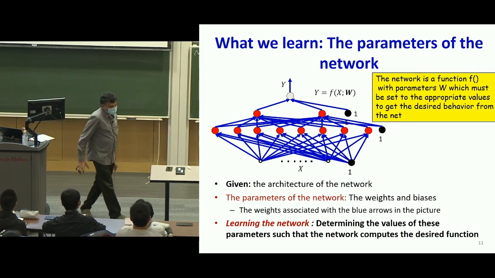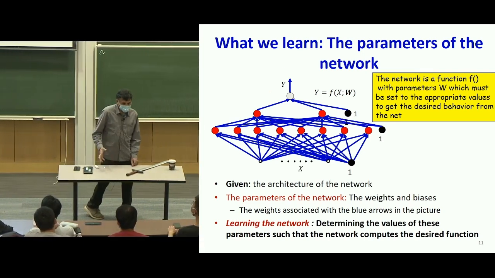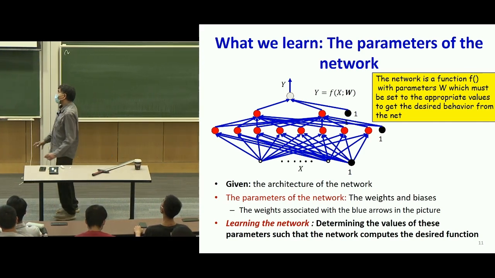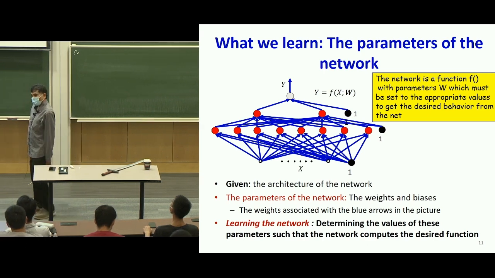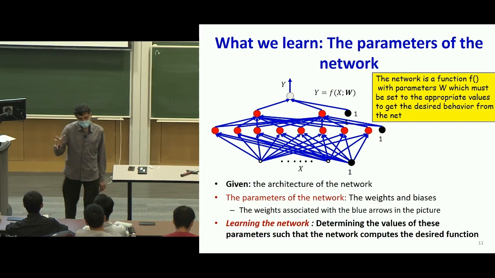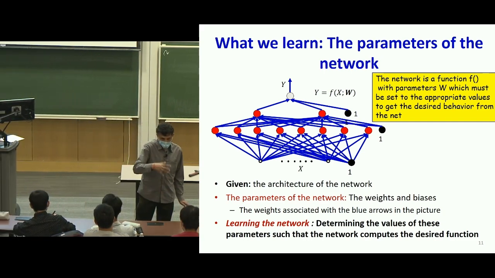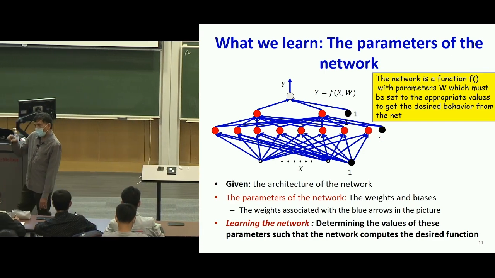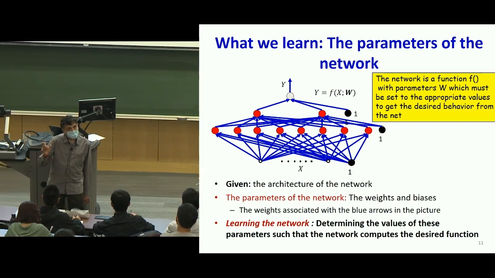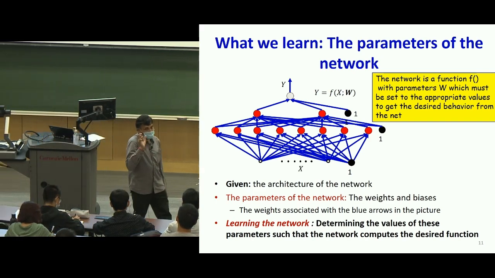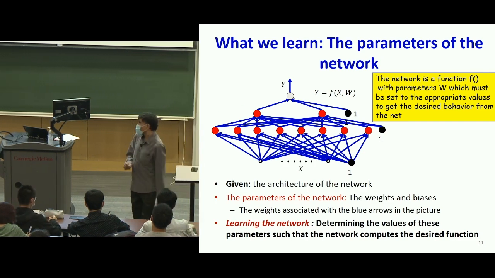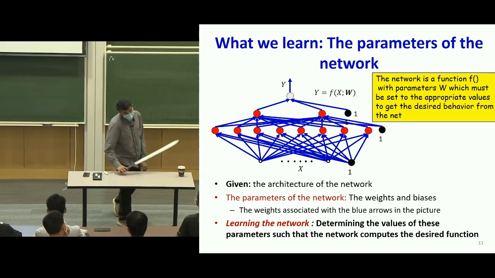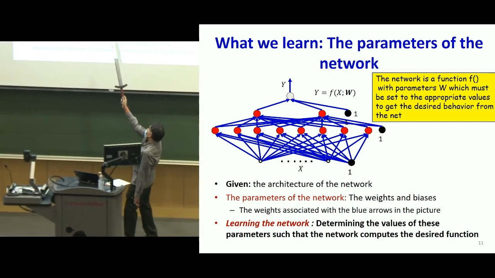So when I write things in this manner, this entire network is just a function. It takes an input, it produces one or maybe even more than one output. So I can write the network as y equals f of x semicolon w. The network is a function f which operates on the input x. The parameters of the function are represented by w, which represent all the weights and biases of all the neurons in the network. And when we are speaking of learning the network, what we are really speaking of is learning the values of all of those weights and biases.